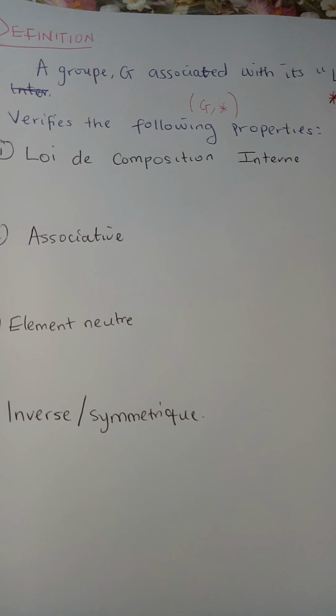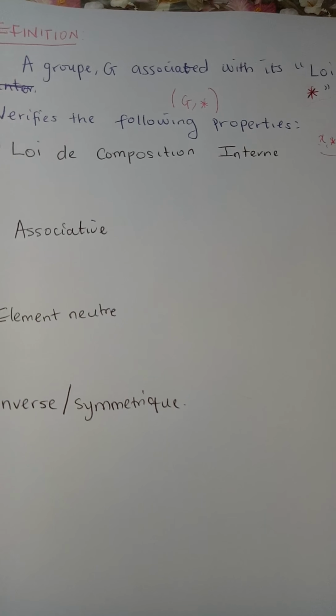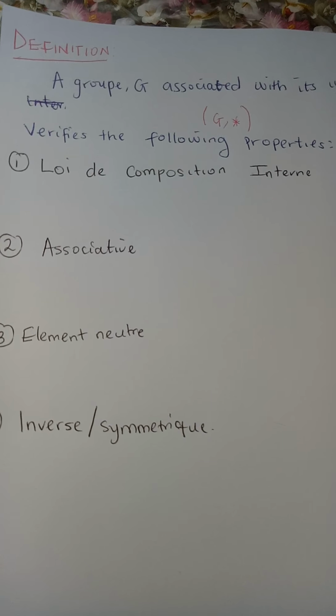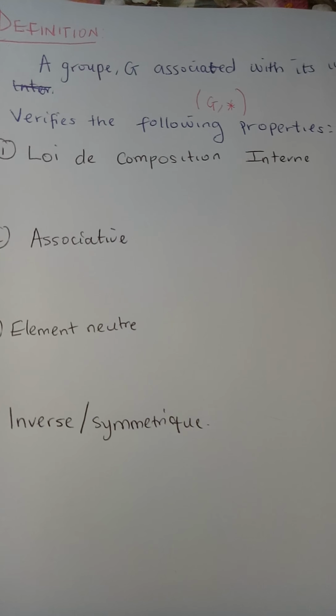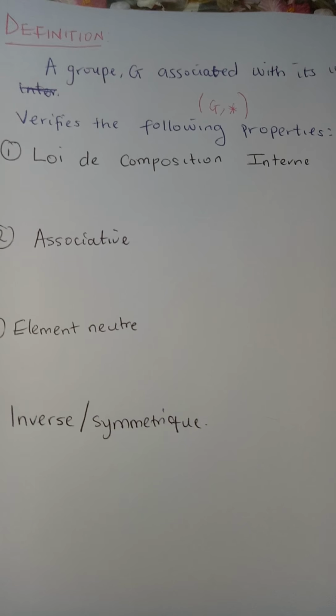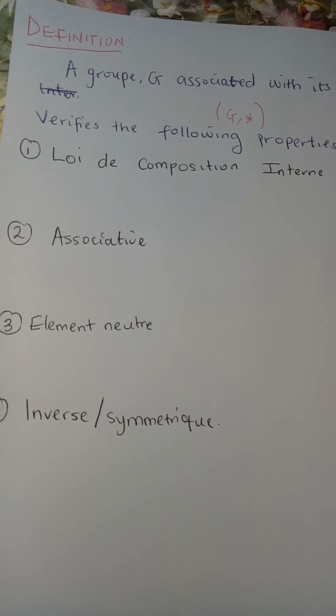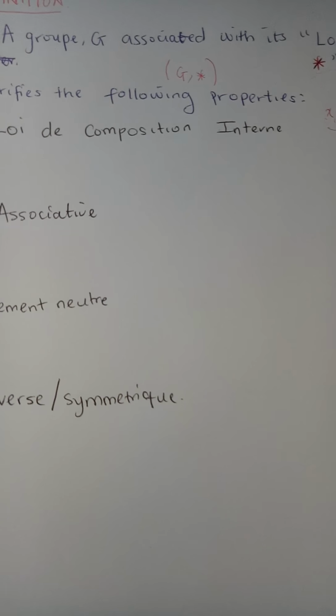We can associate G with R, G with Z. We are just noting G as a general set, depending on the particular type of set you'll be given. So G is like a general notation for these different sets that we know.